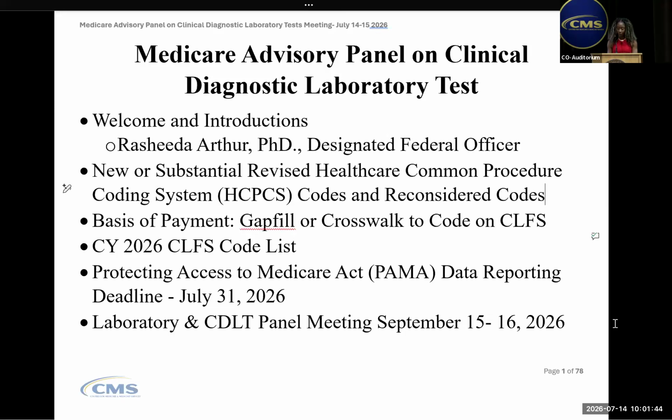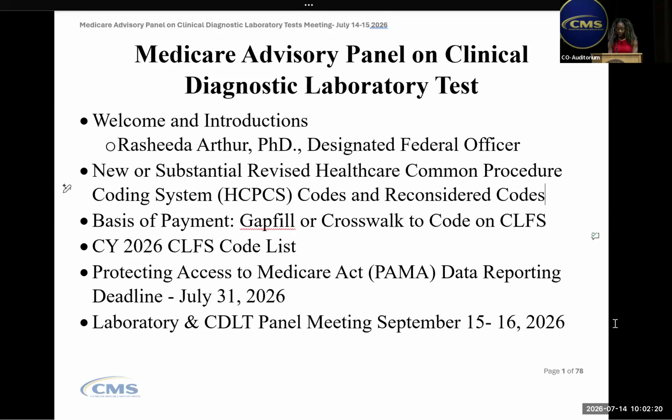This meeting also provides a forum for the public to respond to direct questions posed by the CDLT panel members in a real-time manner. Please note that we will be discussing only the codes addressed in our Clinical Laboratory Fee Schedule CY 2027 Test Codes Update file, which is found on our CLFS Annual Laboratory Meeting webpage. Comments and recommendations on whether codes identified as gap fill codes from last year's final determination is a separate and distinct process that will not be discussed at this meeting.